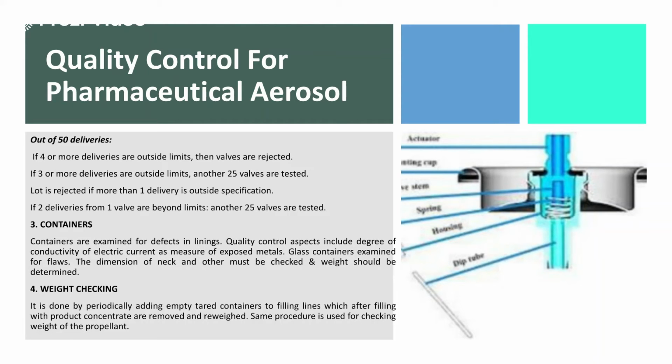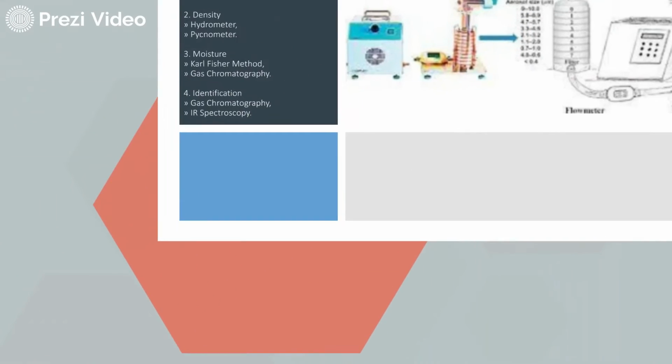Then we do need to have the weight checking. It is actually done by periodically adding empty tared containers to the filling lines, which after filling with the product concentrates are removed and reweighed. The same procedure is used for checking the weight of the propellants.